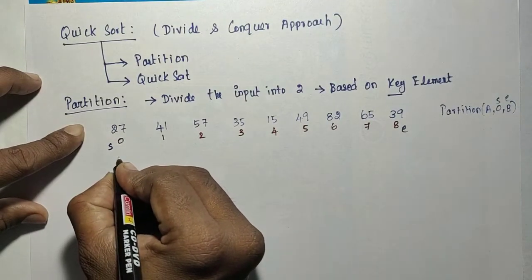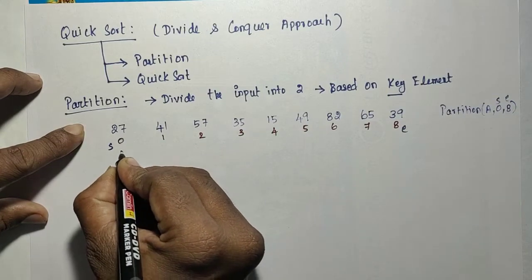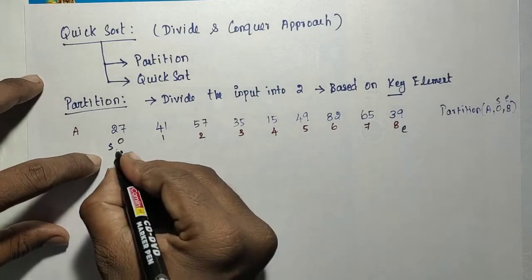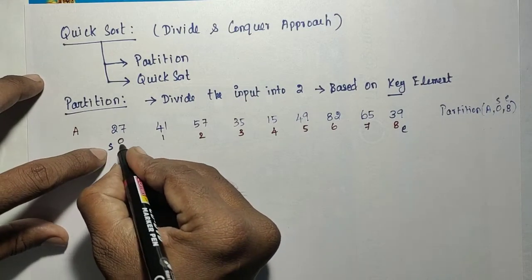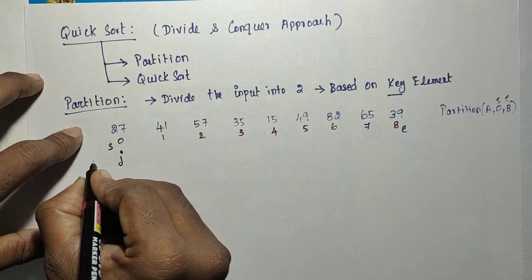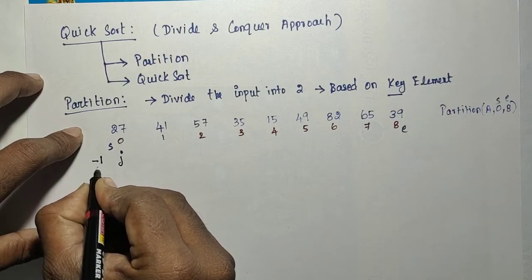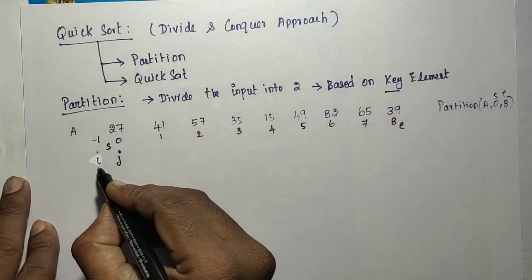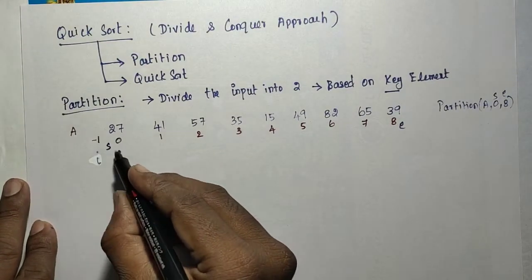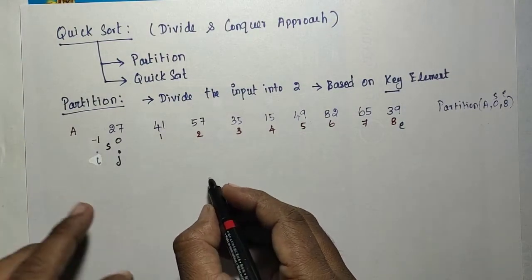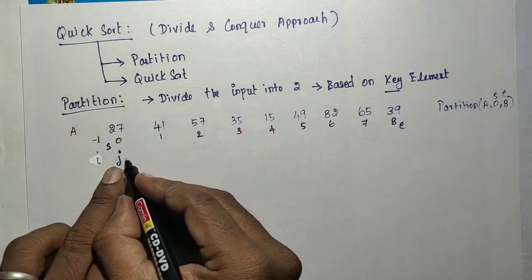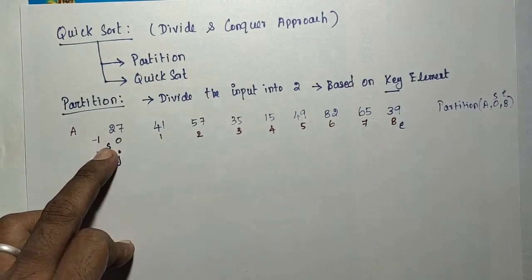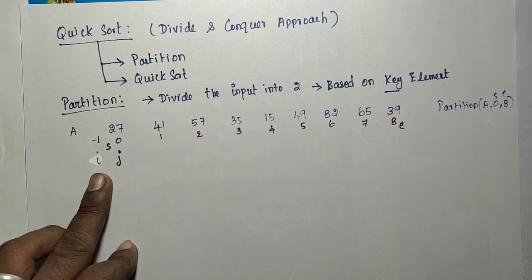make J point to S, and I pointing to S minus 1. S minus 1 is what? The previous element. So I is pointing to minus 1 and J is pointing to 0. And J is going to be moved from S to E. So there is only one looping statement.